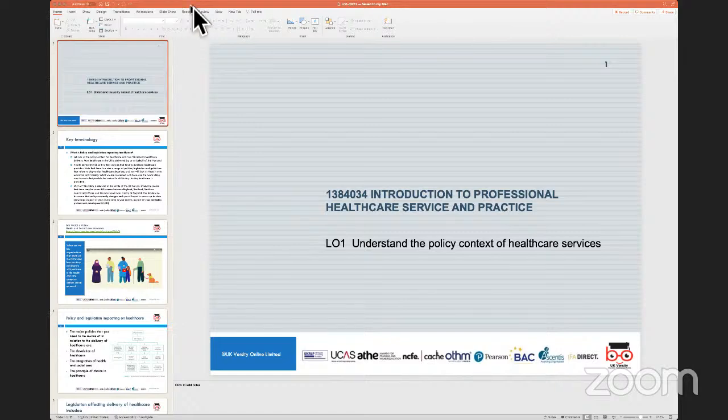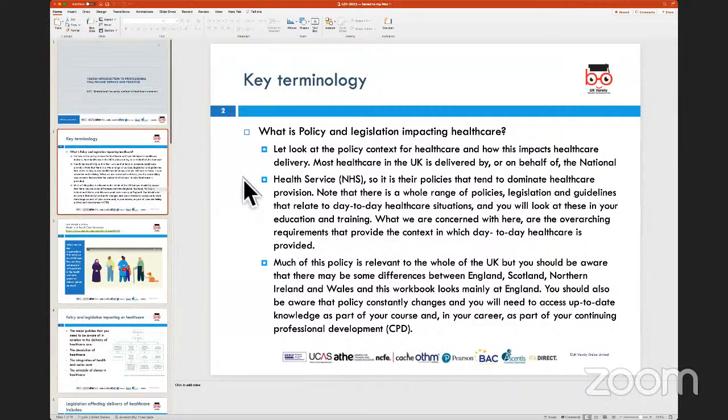Okay, no worries. So let's start with some key terminology, understanding what policy is in general and what policy is in health and social care. When we talk about policy in general, what does the word policy mean? If I look at the dictionary meaning, it says a course or a principle of action which is adopted or proposed by an organization or an individual.